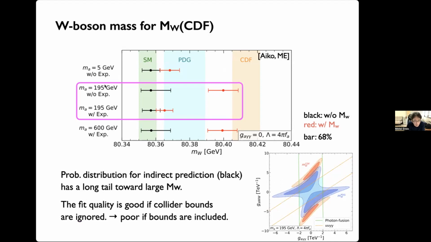In this case, let's first consider this black bar and the red bar. In this analysis, we do not restrict the parameter region by the collider bound. Then, first, let's see the black bar. The black bar is an indirect prediction. The indirect prediction seems to be inconsistent with the CDF value, but you can see that the error bar is asymmetric. I mean that the longer bar exists in the larger M_W direction. So actually, if we see the probability distribution for the indirect prediction, the distribution has a very long tail towards the large M_W region. That's why the full fit, the red bar, is consistent with the CDF value. Therefore, the fit quality is very good.